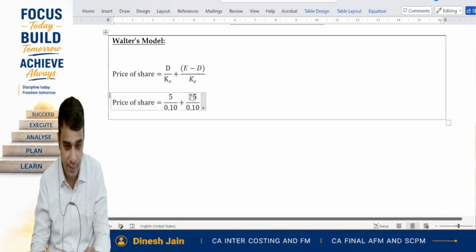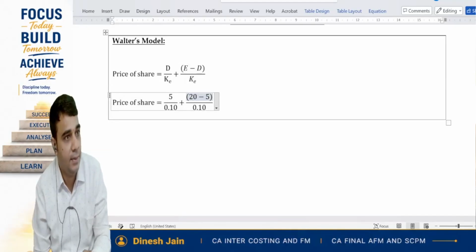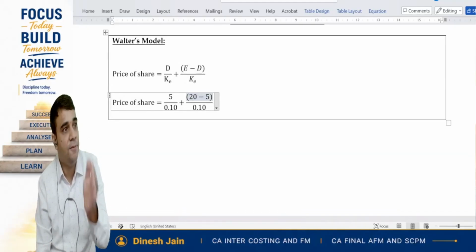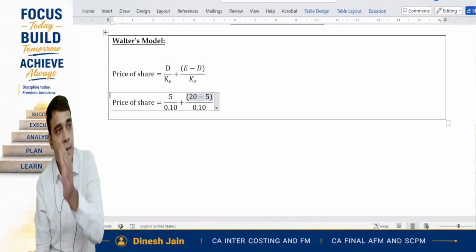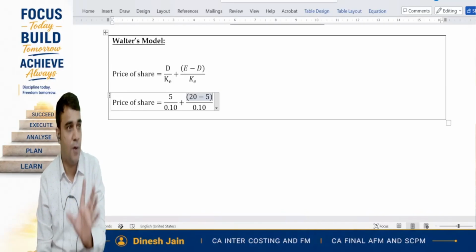I did here 20 minus 5. Mathematically, 5 plus 20 minus 5 divided by K. The formula is not this. The formula has certain changes.